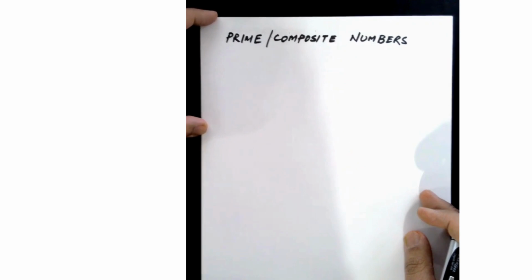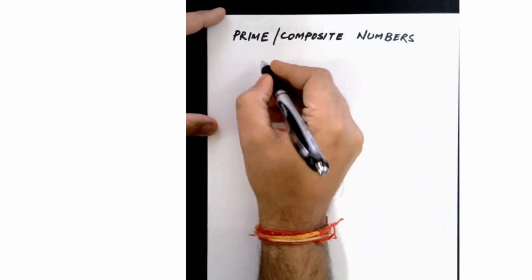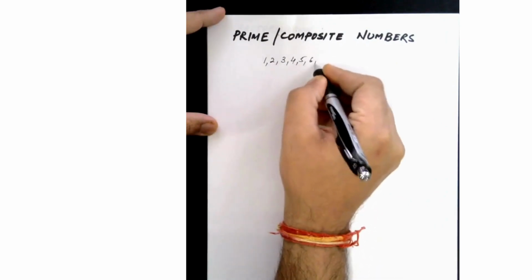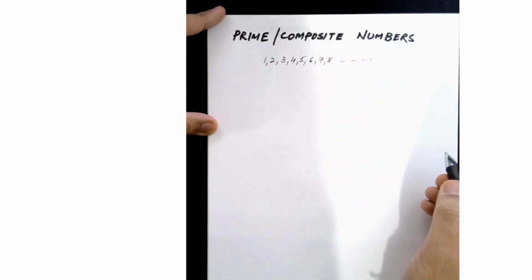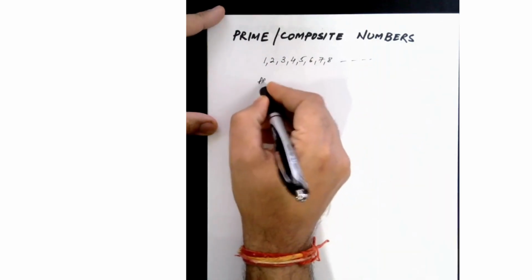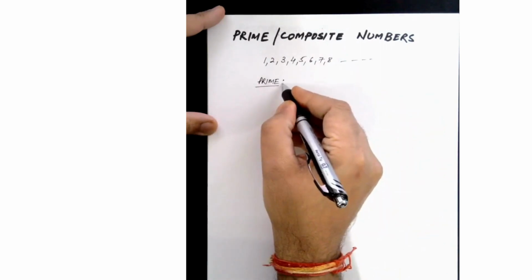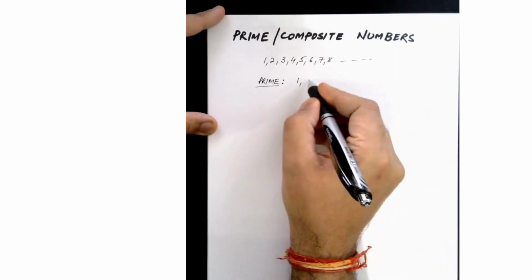So we have numbers 1, 2, 3, 4, 5, 6, 7, 8 onwards. These are all natural numbers, starting from 1 to infinity, and these numbers can be categorized into two categories. One is prime numbers and one is composite numbers. The definition of prime numbers is those numbers which can only be divided by the number 1 or the number itself.